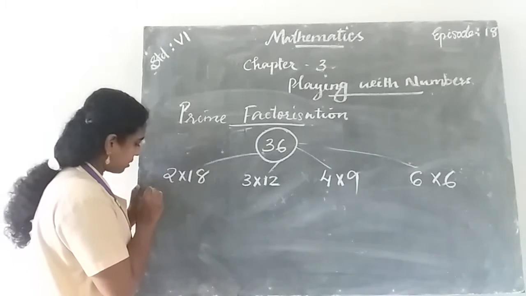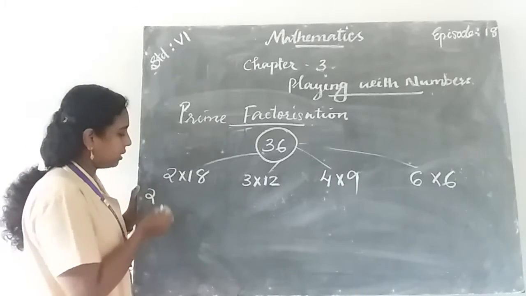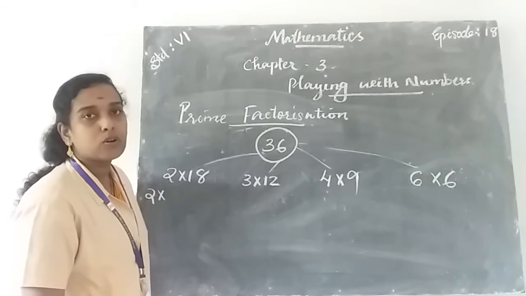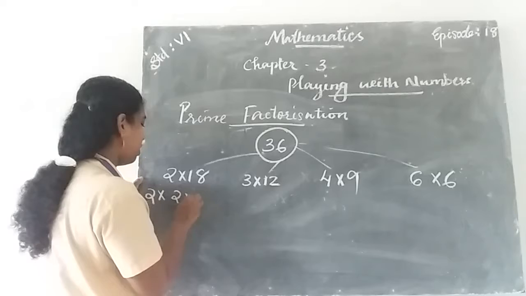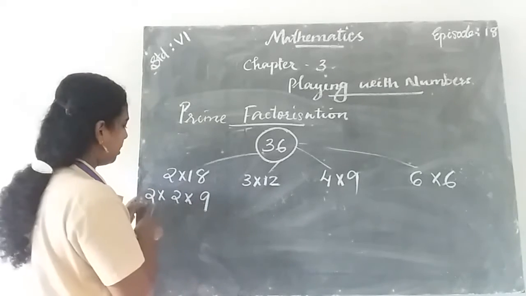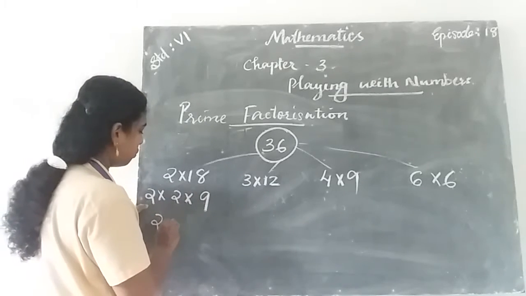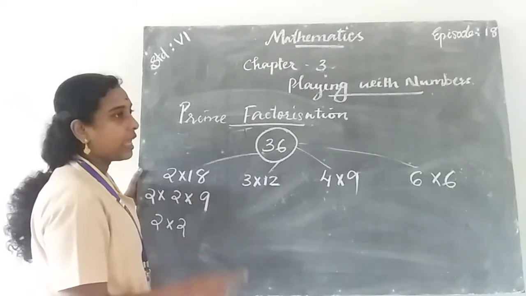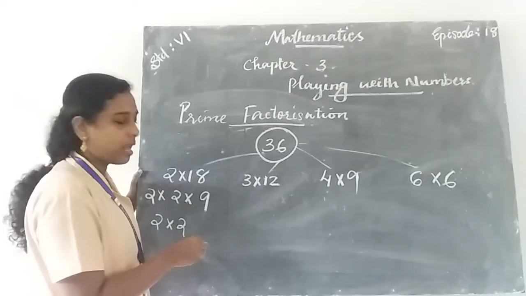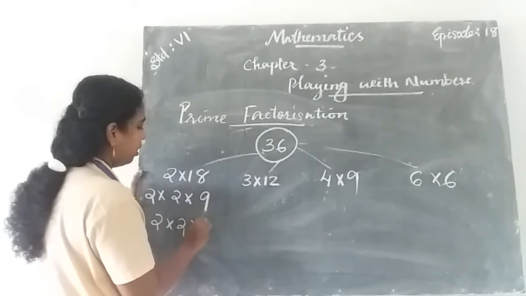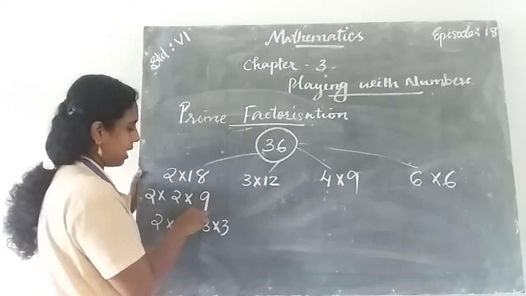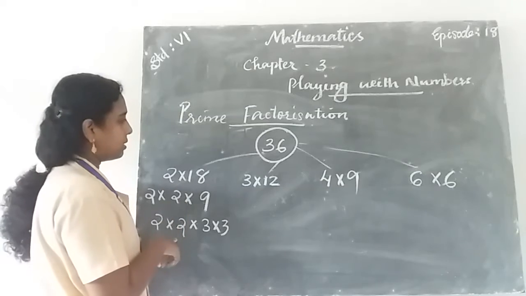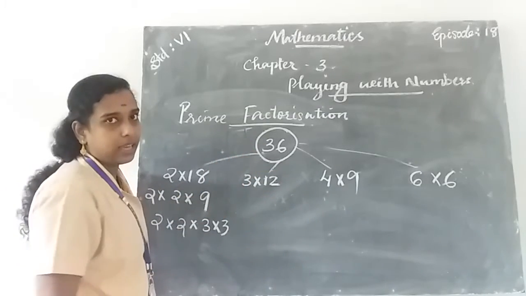Then we also factorize into prime numbers. So we write 2 into 18. 18 is the product of 2 into 9, and here 2 is a prime number. 9 is the product of 3 into 3, since 3 threes are 9. 2 and 3 are prime numbers, so we can stop here. And this is the prime factorization of 36.